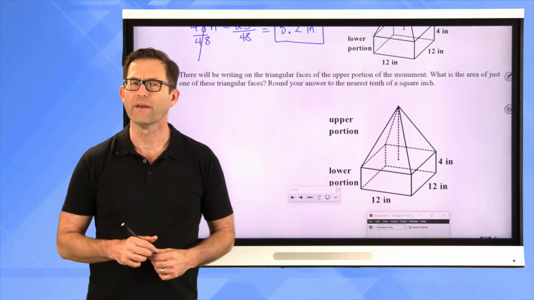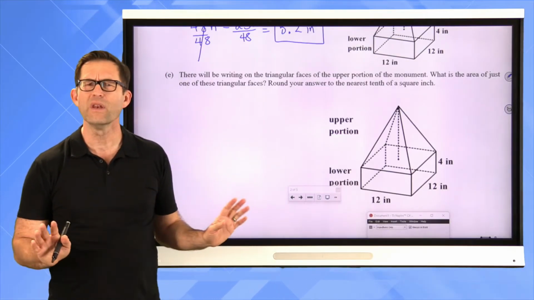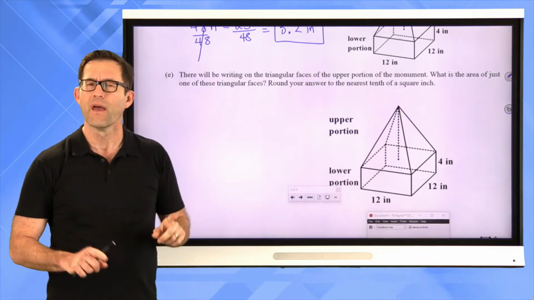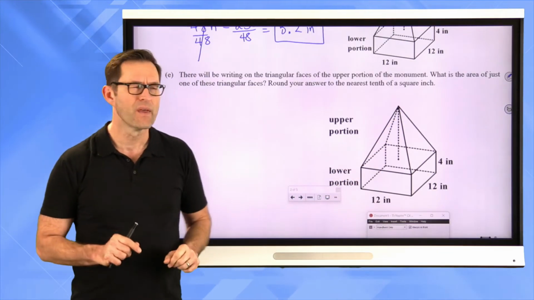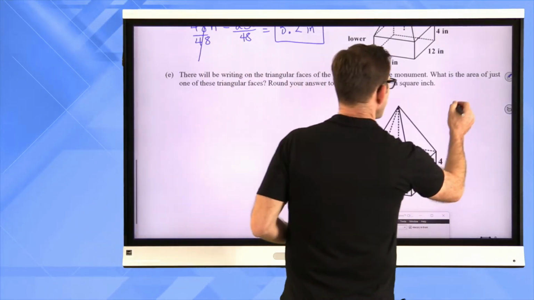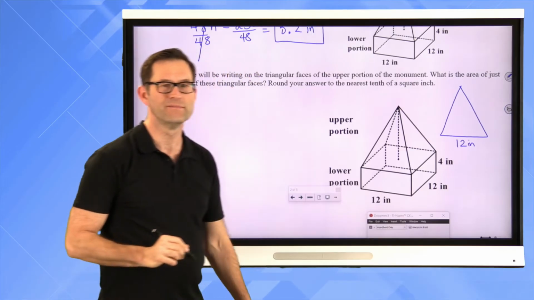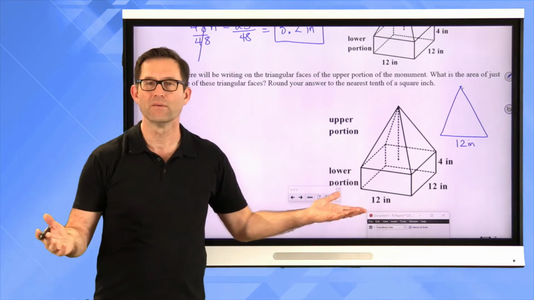Now let's see what we know about these triangular faces. They're all identical, right? They're all isosceles. And what do they look like? Well, they look like this. And the only thing I know is that that's 12. That's all I know, right?